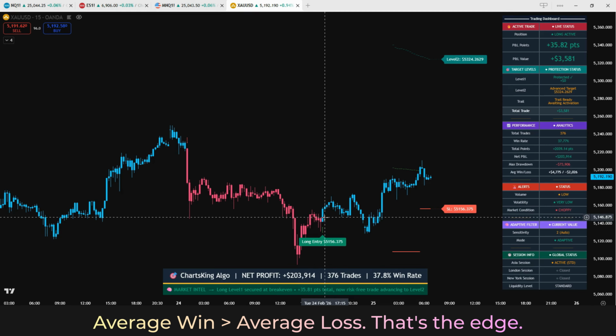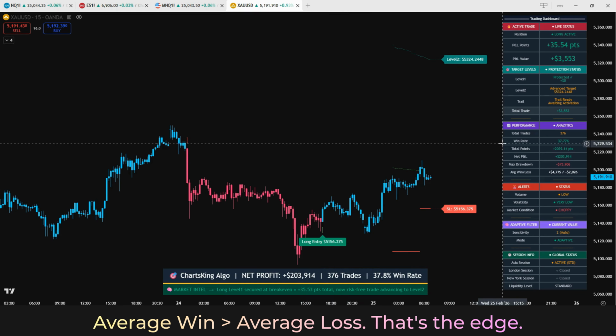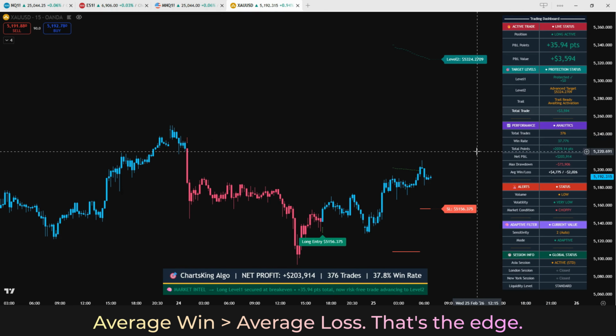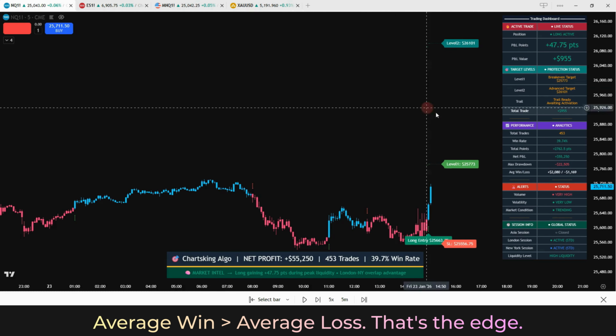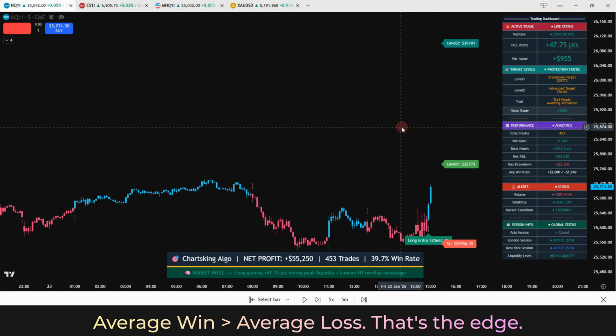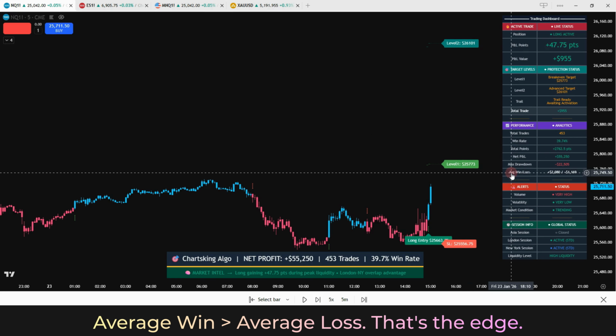Now here's exactly what matters. You see the win rate. This sits right below 40%, to be exact, 37%. Now, before you say that sounds low, stay with us because this is where most people get trading completely wrong. So let's say your win rate in the case of NQ is approximately 40%. If you win 40% of the time, but your average win is significantly bigger than your average loss, you make money. That's math. That's the edge.